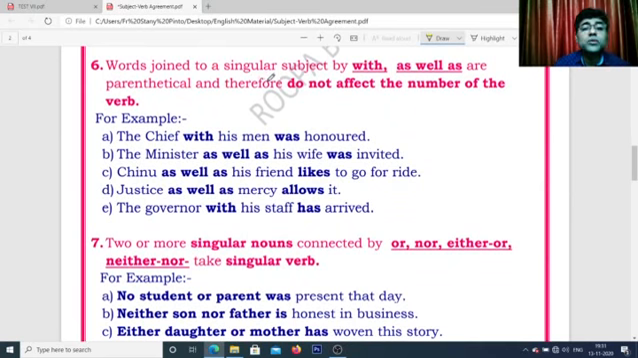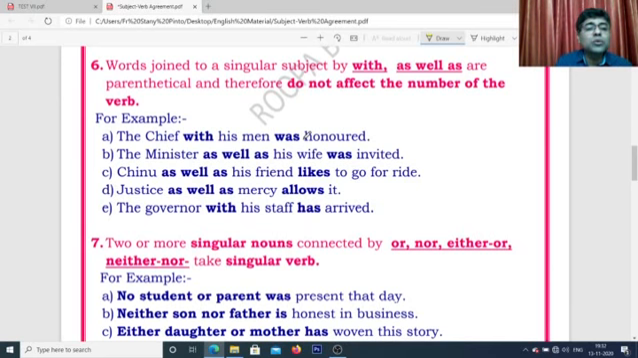Words joined to a singular subject by "with" or "as well as" are parenthetical and therefore do not affect the number of the verb. What is this now? Words joined to a singular subject by "with" or "as well as" are parenthetical. Please remember parenthetical, and therefore do not affect the number of the verb. For example, the chief with his men was honored.